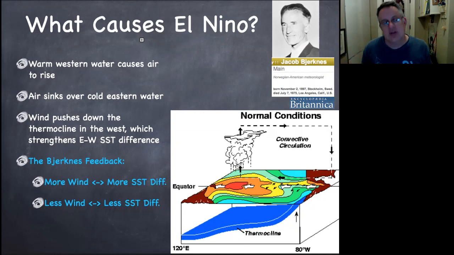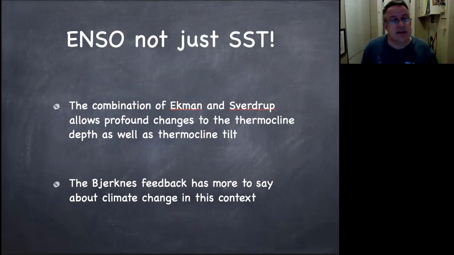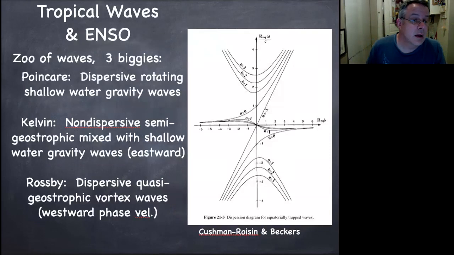So interestingly, once one is started, the question is not what keeps it there. The Bjerknes feedback is what keeps it there. The question is what causes it to turn off. So you need a second phenomenon to turn it off. And of course, ENSO is not just the SST. It's got a lot of other features going along with it. The combination of Ekman and Sverdrup is part of the thermocline tilt and depth as well. And the Bjerknes feedback is also invoked for thinking about changes in the mean state of the Pacific, not just this variability. Okay, so let's think about how Kelvin and Rossby waves play into this game.